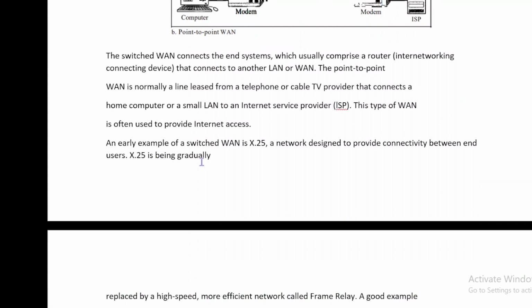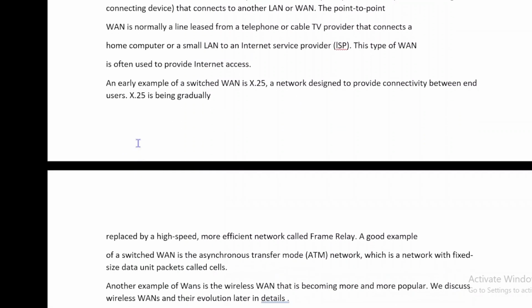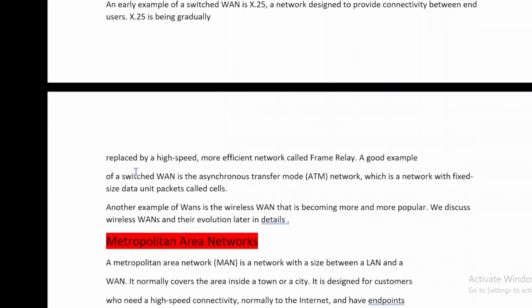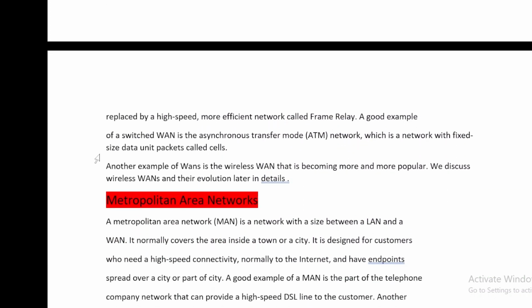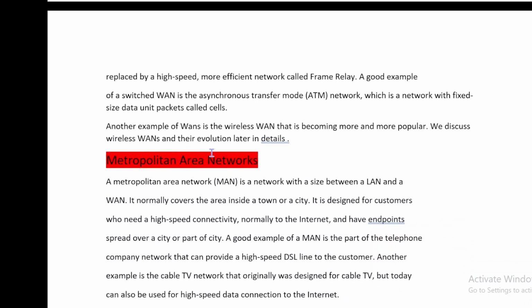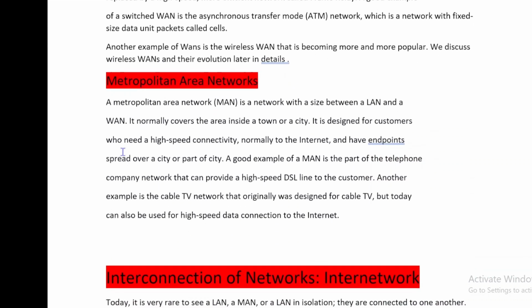An early example of a switched WAN is X.25, a network designed to provide connectivity between end users. X.25 is being gradually replaced by a high-speed, more efficient network called frame relay. A good example of a switched WAN is the asynchronous transfer mode, ATM network, which is a network with fixed-size data unit packets called cells. Another example of WANs is the wireless WAN that is becoming more and more popular. We discuss wireless WANs and their evolution later in detail.